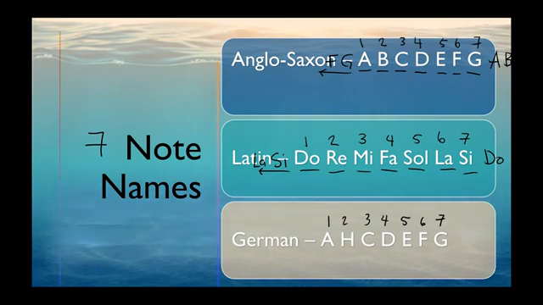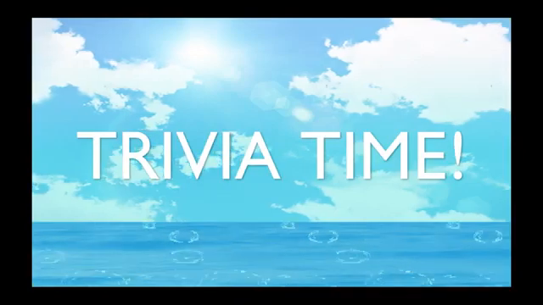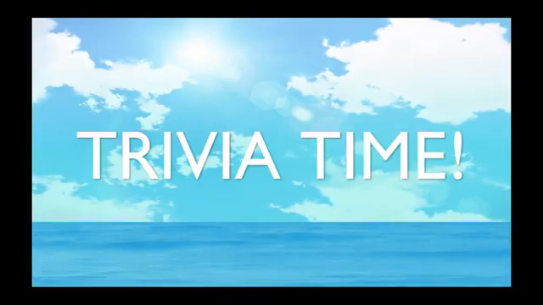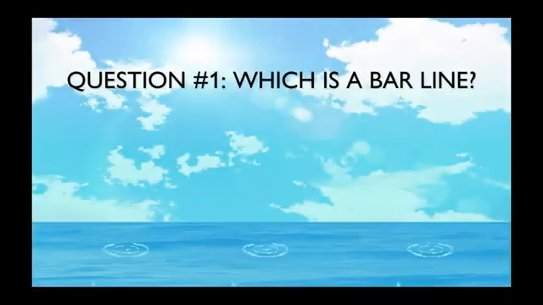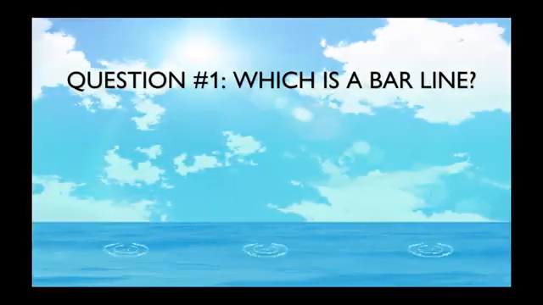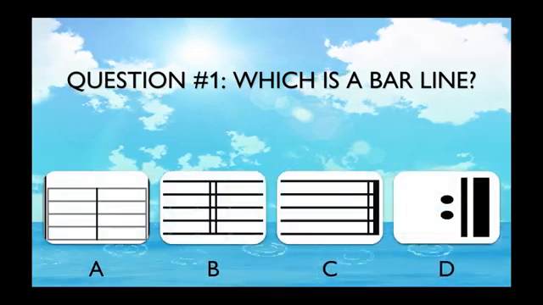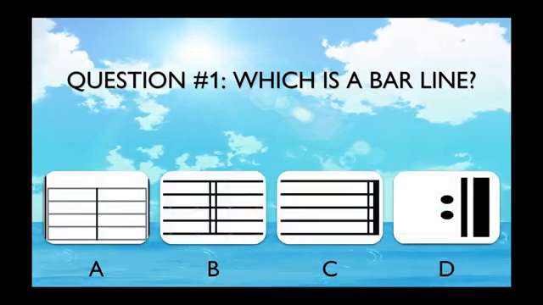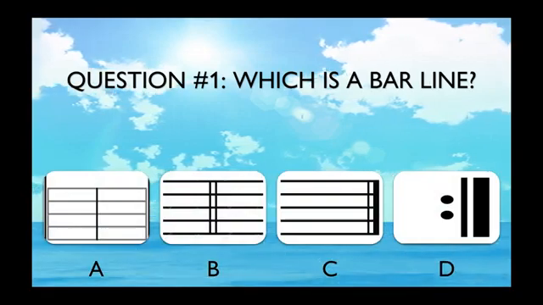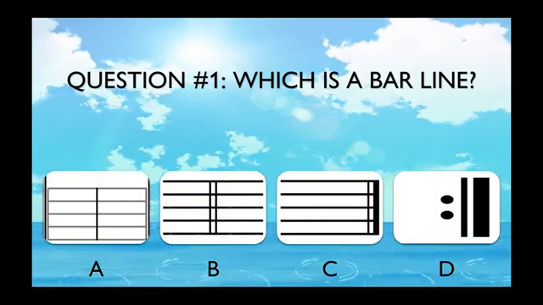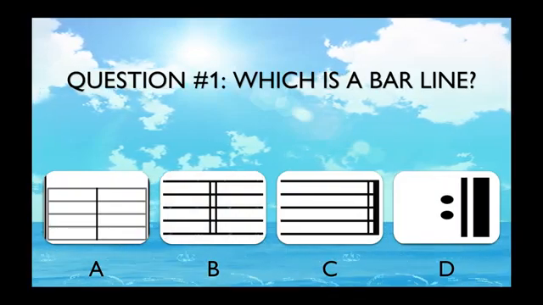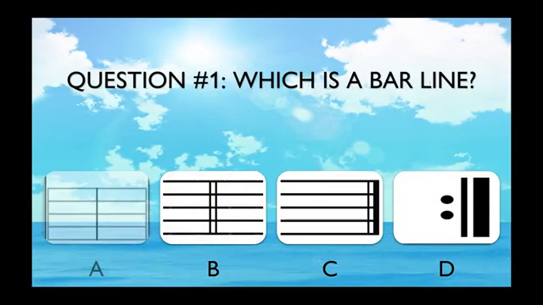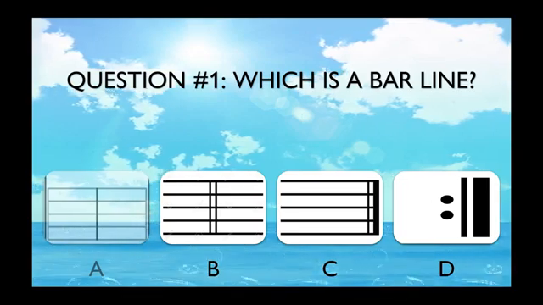Alright. Now let's do a little bit of trivia. Question 1. Which is a bar line? Is it A, B, C, or D? The answer is A. A is the bar line. It's just one single vertical line.